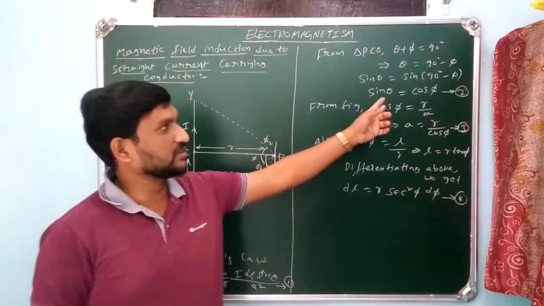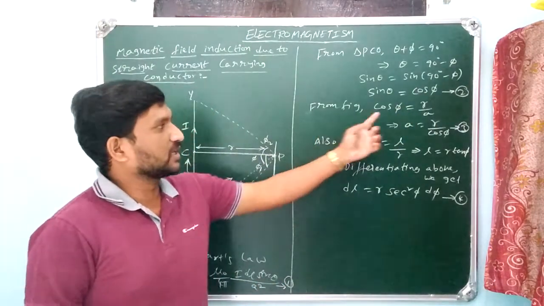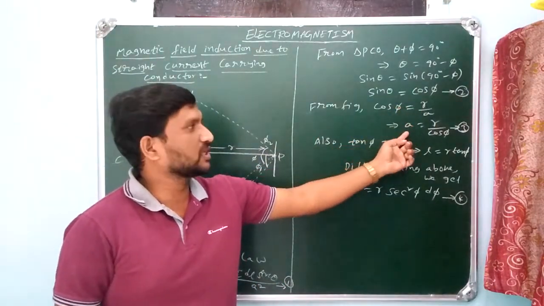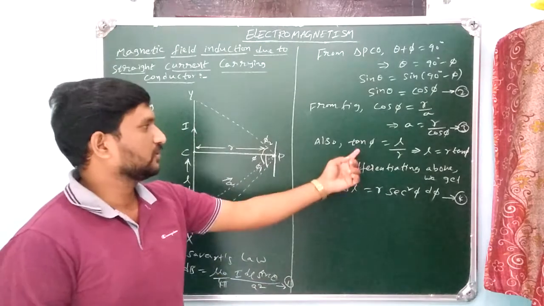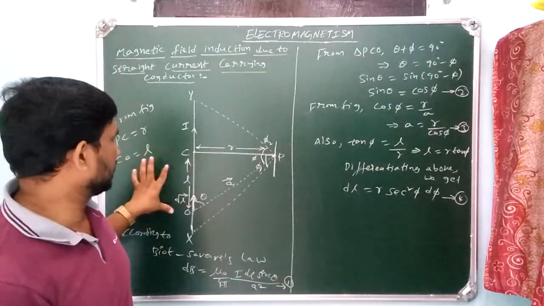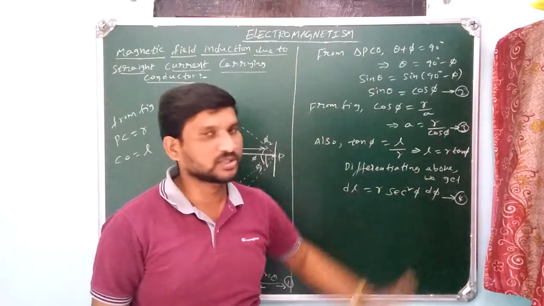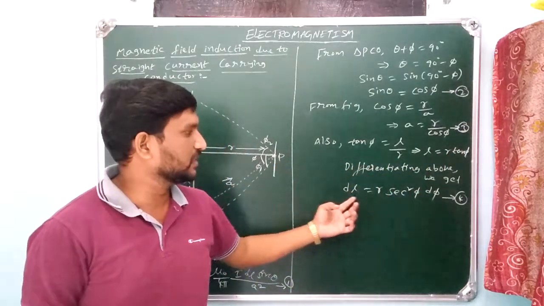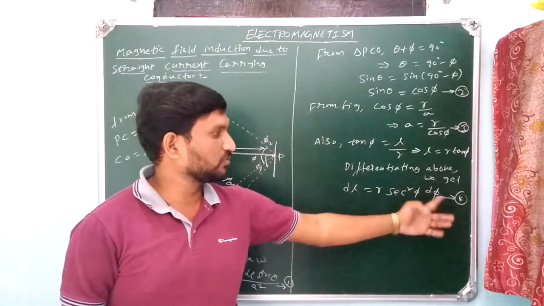First equation is sin theta equal to cos phi. From the figure, cos phi is equal to r by a. From that, a is equal to r by cos phi. And from the figure, tan phi we are writing as opposite side by adjacent side, that is L by R. From that, L is equal to R into tan phi. Now differentiating, we are getting dl is equal to R into secant square phi into d phi.